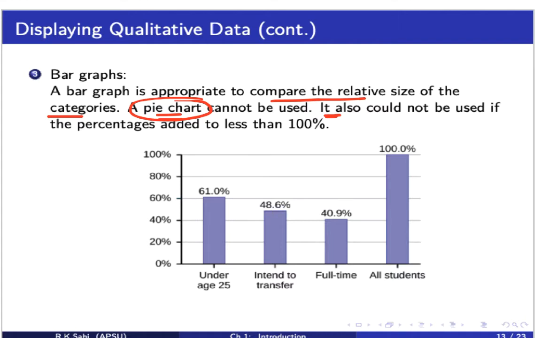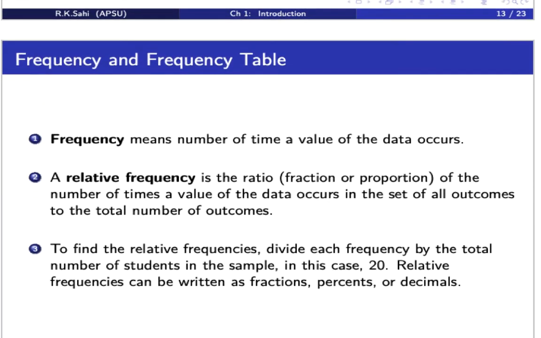So in a bar graph, let's look at an example over here. This bar graph represents a comparative study of different kinds of student body in an institution, say a school, university, or college, whatever you want. One piece of research looked at how many students were under the age of 25. They say 61% of the students were under the age of 25, 48.6% wanted to transfer to another university or college, 49% were full-time students, and all the students present were 100%. Okay. Now, some other ways to represent the data are called frequency and frequency tables.